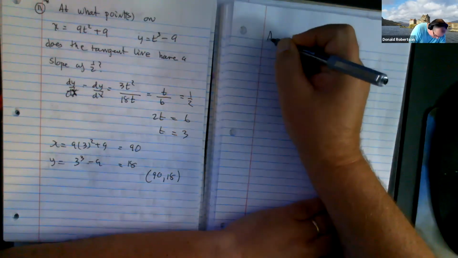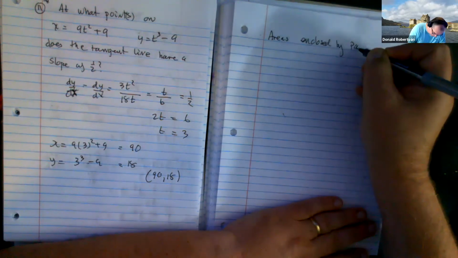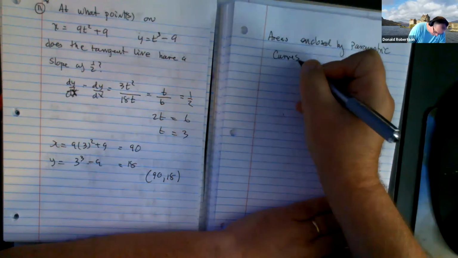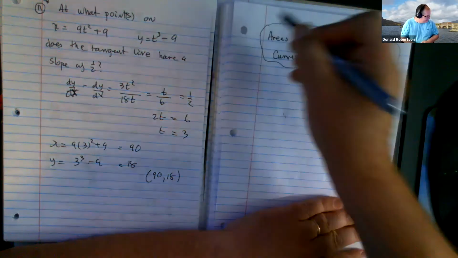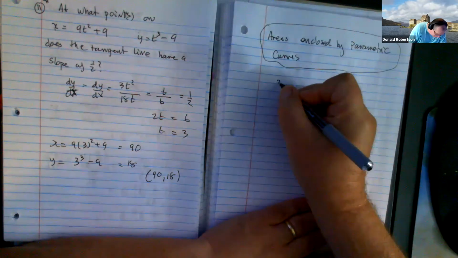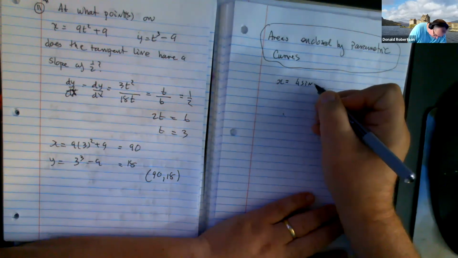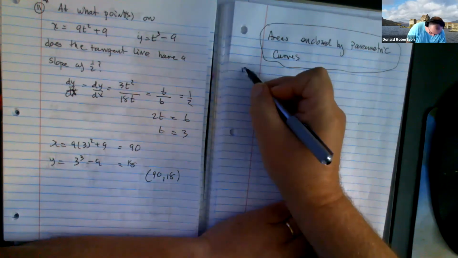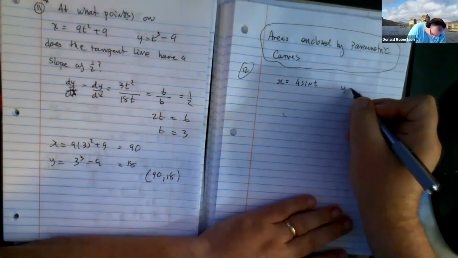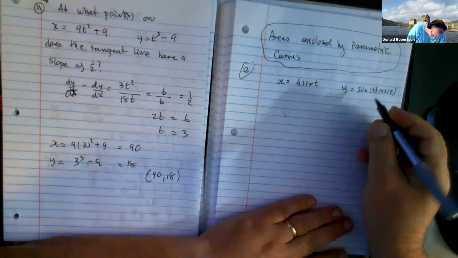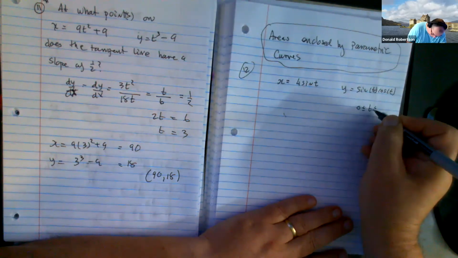Now, areas enclosed by parametric curves. Suppose I have a parametric curve x equals 4 sine theta. Or okay, we'll call it t because this is going to be question 12. And we'll have a y, which is sine t, cosine t. And we're going to do t goes from 0 to pi upon 2.